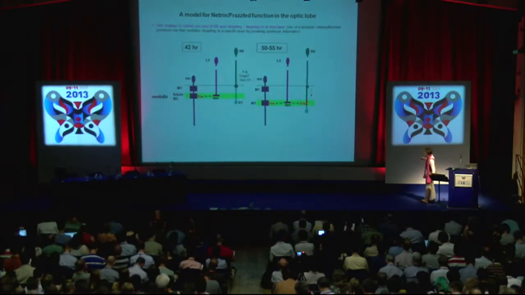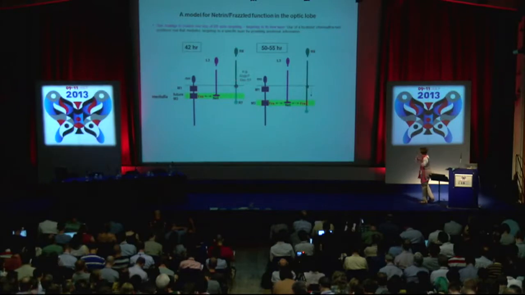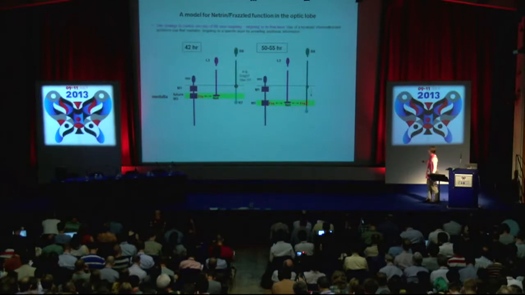And at the same time, in early pupal development, other guidance receptors, which we don't know, are holding the axon in place and saying, don't go, we are not ready yet. And then at 50 to 55 hours, the block is released, and then the Frazzled being expressed in the axon can be guided specifically to this one layer.